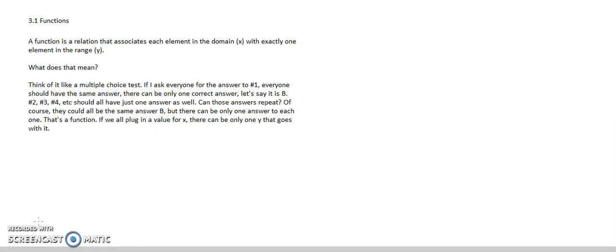In this video, we're going to be looking at section 3.1, where we begin discussing functions. So the first line we have here is the textbook's definition of a function. It says a function is a relation that associates each element in the domain, which is typically the x values, with exactly one element in the range, which is typically the y values. Alright, so what does that mean?